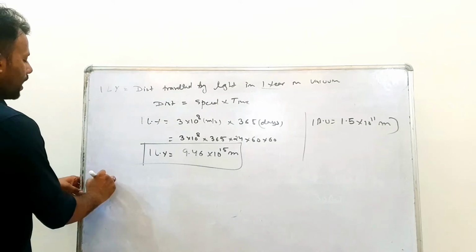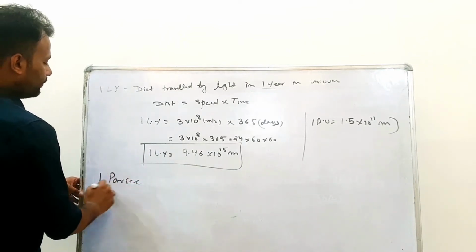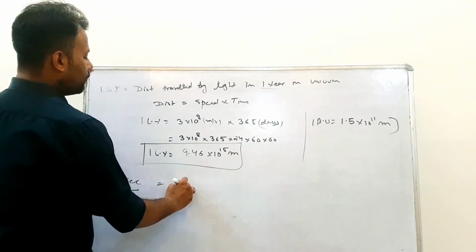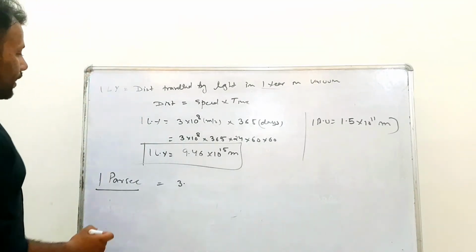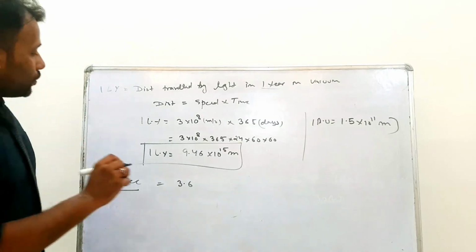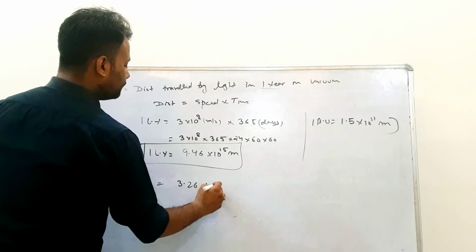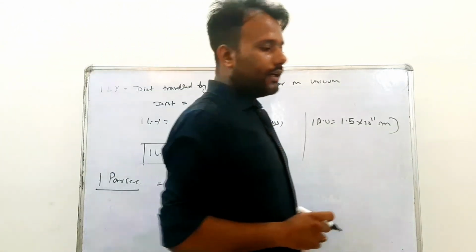That is known as 1 parsec. See, it is bigger than the light year. 1 parsec equals 3.26 light years, right?